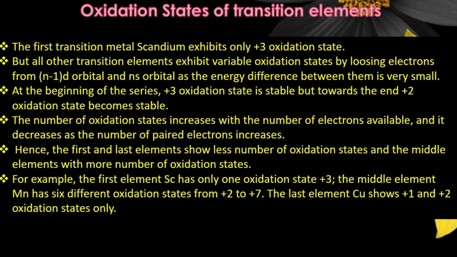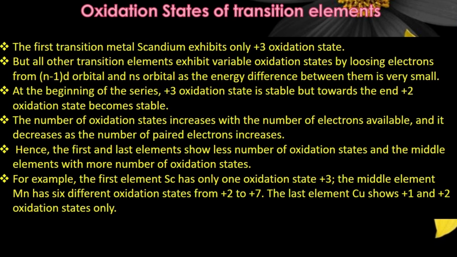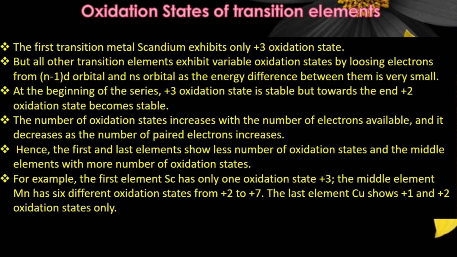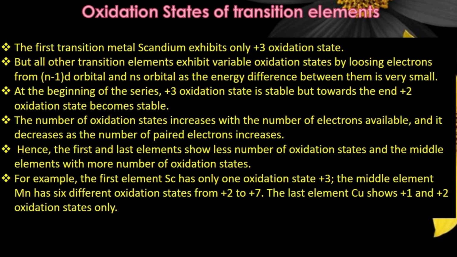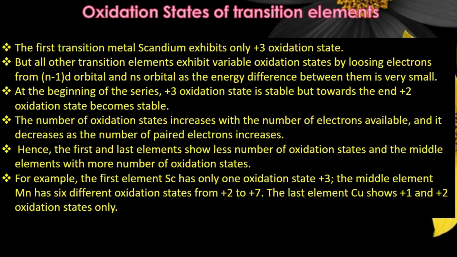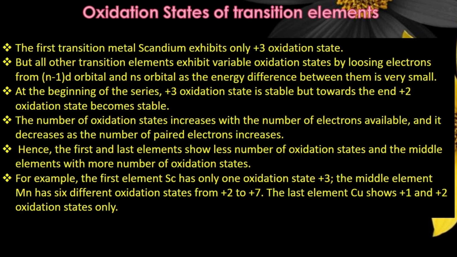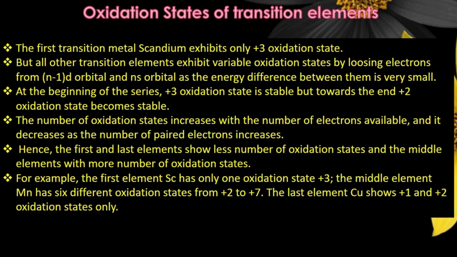At the beginning of the series, the +3 oxidation state is stable. If you take scandium, its most stable oxidation state is +3. This is because on losing its 3 electrons, it gets the fulfilled orbitals. But as we move across the series, the +2 oxidation state becomes stable. For example, if you take copper, it exists in the +2 oxidation state.